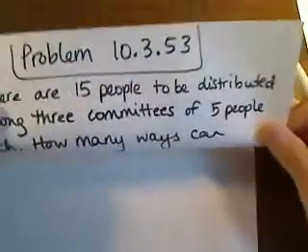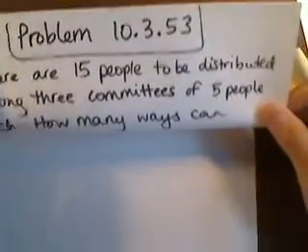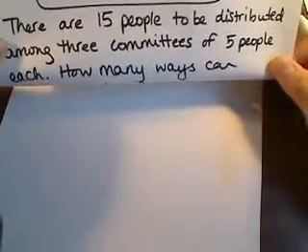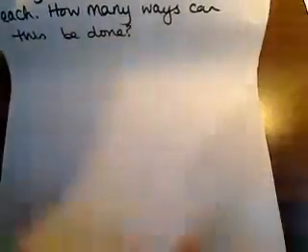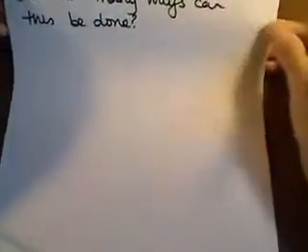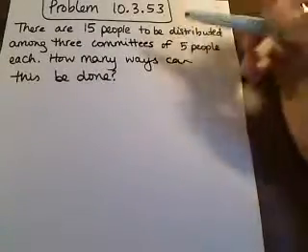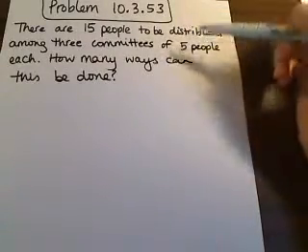All right, so this is problem 10.3.53, and they say there are 15 people to be distributed among 3 committees of 5 people each, and we want to know how many ways can this be done. Okay, so you have 15, and you're going into groups of 5.